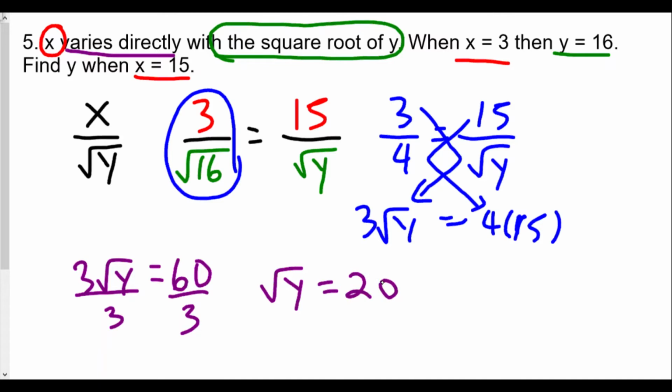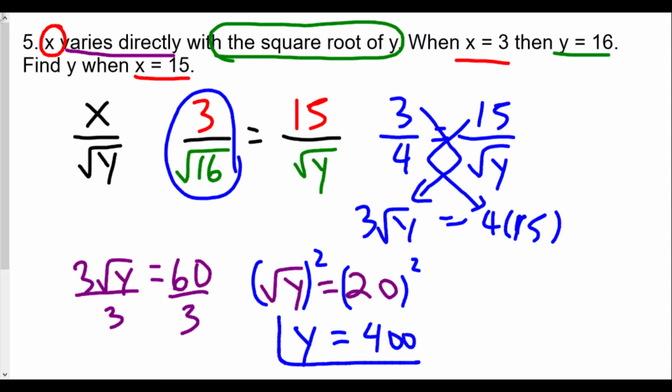Now to undo, or the inverse of a square root, is to raise both sides to the second power. So we're going to square both sides. Remember, square root means the radical symbol. Square means to raise to the power of 2. So we're going to square both sides. And so now the square root of y squared will be y, which we're looking for. And now 20 times 20 is going to be 400. And there you go. All right, ladies and gentlemen.